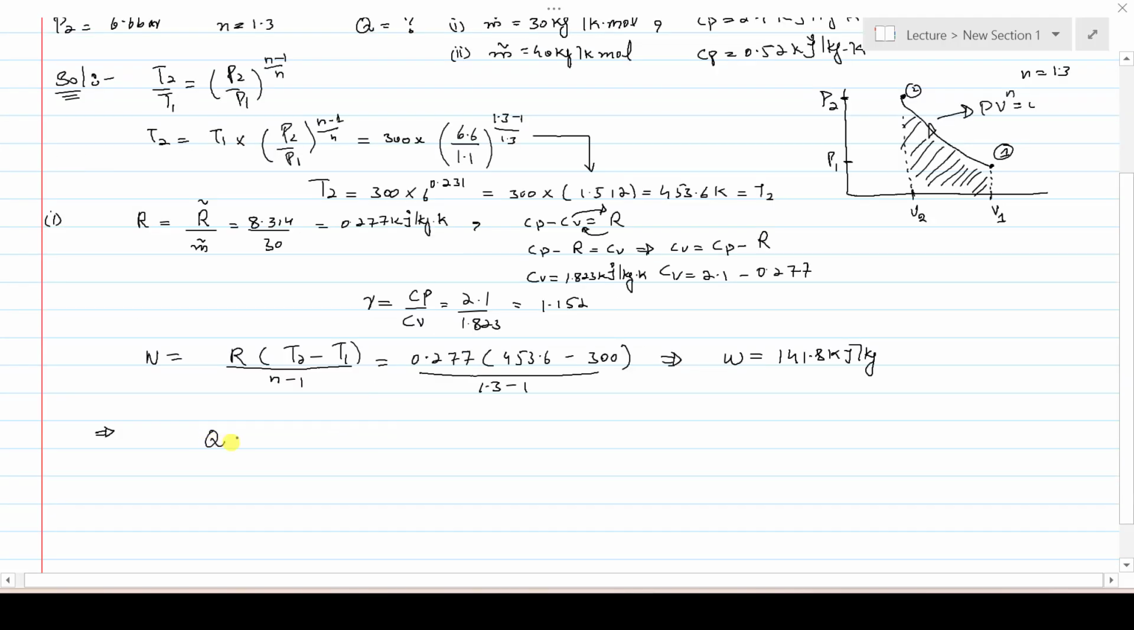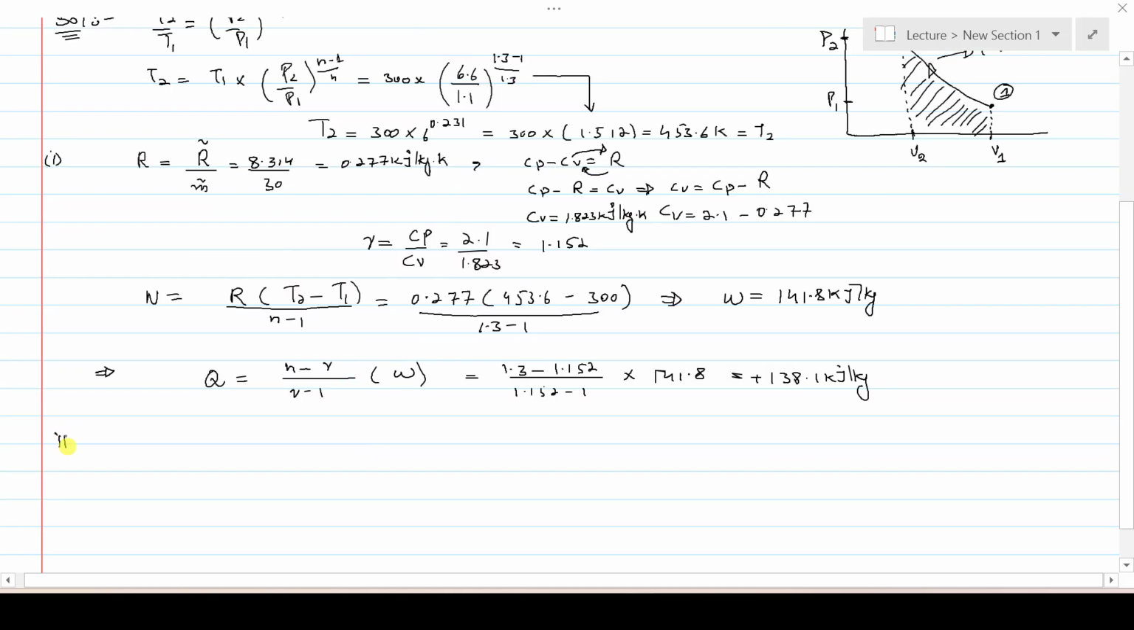Next is to find the heat flow in the process, which will be equal to (n minus gamma) divided by (gamma minus 1) times the work input. After solving this, you will get the Q value, which is 138.1 kilojoule per kg. This is positive, so it means that in the first case, when the Q value is positive, heat is supplied to the gas during the process.